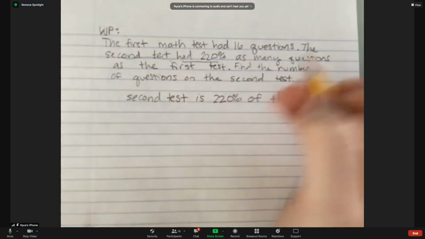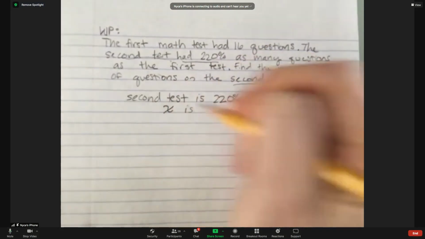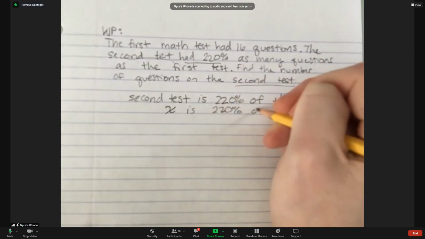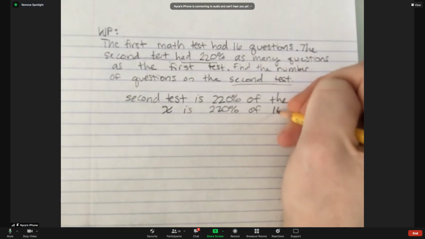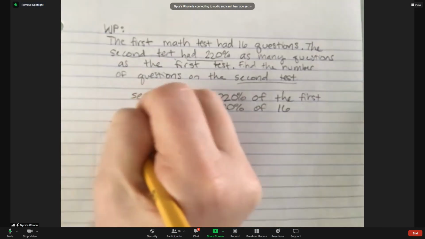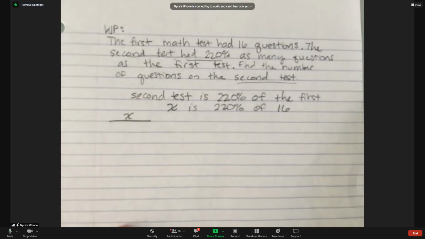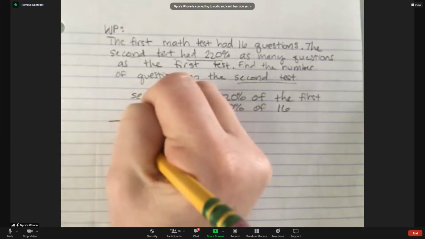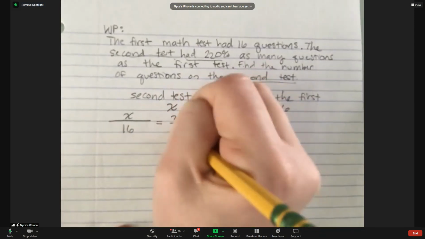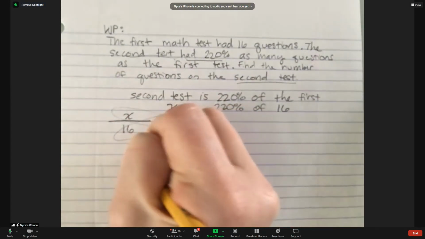The second test, that's what we want. So x is, your part, is 220% of, what was the first test? 16. So you want to know what that is. All right, well, let's set it up with the proportion method. Is is missing, so we put our x up at the top. How many were on the first one? 16. What's the percent they gave you? 220% over 100. Do your cross multiplication.